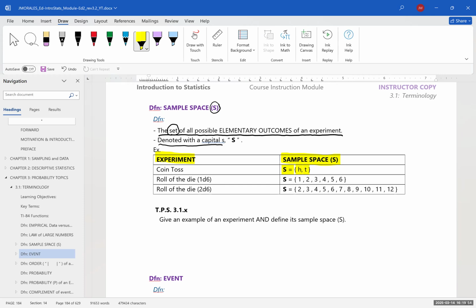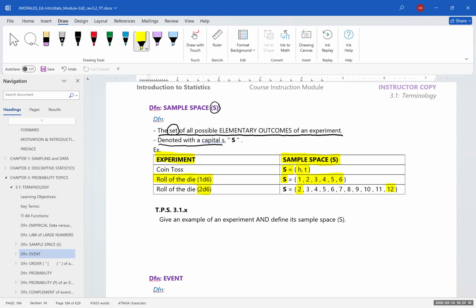Now, if we look at the experiment of rolling one six-sided die, then the sample space would be the result of 1, 2, 3, 4, 5, or 6. That's just the number of pips on each side of a six-sided die. What if we rolled two six-sided dice? The sample space would be a result of snake eyes, two ones, all the way up to two sixes, which would be 12, and everything in between.